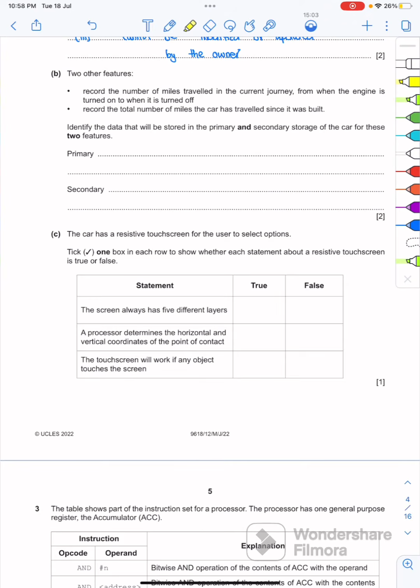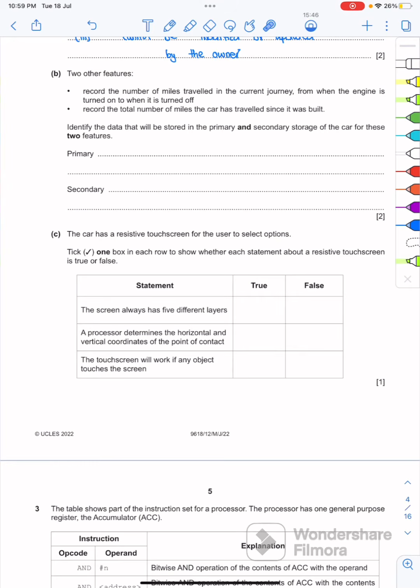So two other features: record the number of miles traveled in the current journey. These are two additional features the system performs. Record the number of miles in the current journey from when the engine is turned on to when it is turned off. Record the total number of miles the car has traveled since it was built. For one journey, you might see in your cars, when you press a few buttons, it gives you different distances. One might be for your current journey, and the other might be for the total lifespan of your car. It might be 100,000 kilometers, might be thousands of kilometers. So that's essentially what this system is doing as well, right?